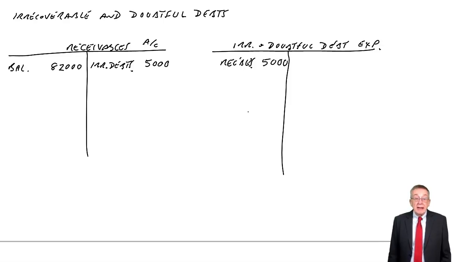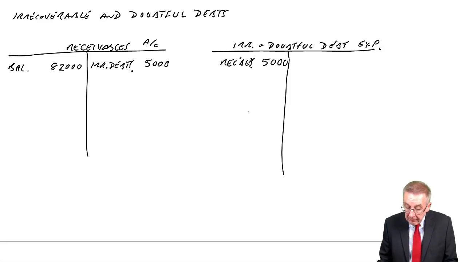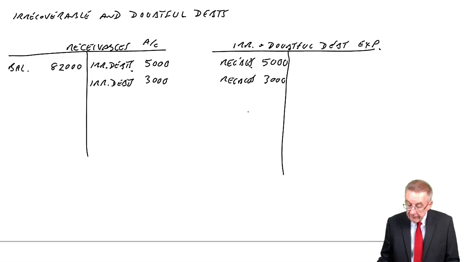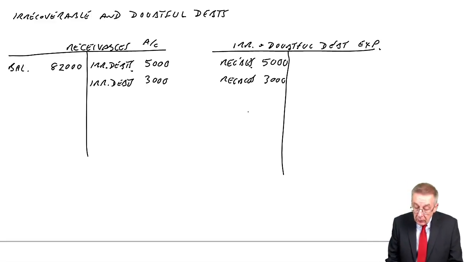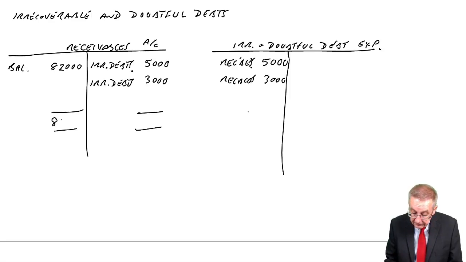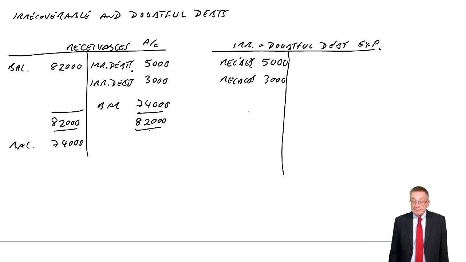Anyway, I say first thing, remove any irrecoverables. Any more? Yes, there is. Forget George for the minute, he's doubtful, but Paul is irrecoverable. So again, remove it completely. Credit receivables, debit irrecoverable debts expense. Well, those are all the irrecoverables. And so having removed them, we're left with a balance on receivables of how much? 74,000. That's the amount that we're hoping to collect.